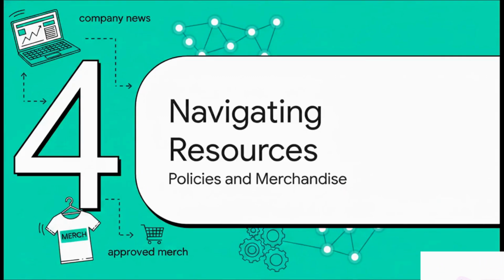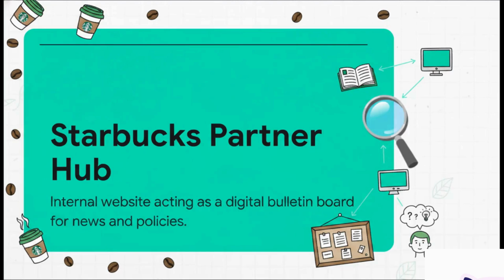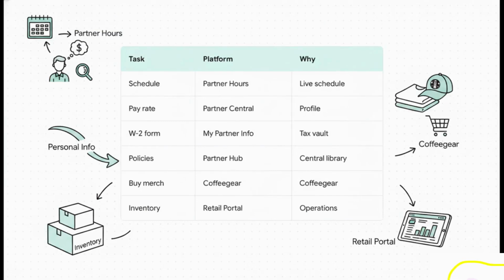All right, Section 4, Navigating Info and Resources. This is all about knowing the policies and getting your gear. Enter the Starbucks Partner Hub. This is an internal company website that acts as a giant digital bulletin board for literally everything company-wide. It's heavily focused on knowing rather than doing, so if you need to double-check the latest dress code, read up on corporate news, or dive into your Starbucks Global Academy training modules, the Hub is your central library and information repository.